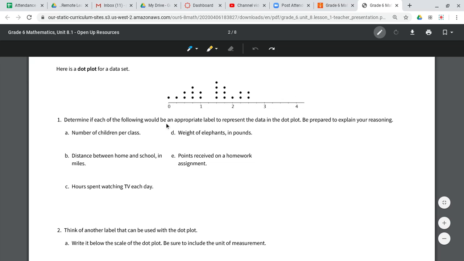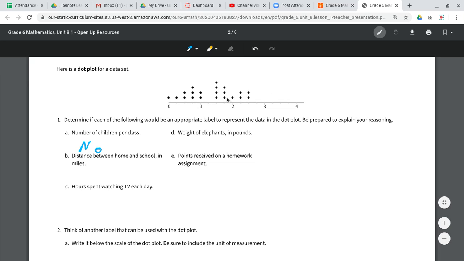Determine if each of the following would be an appropriate label to represent the data in the dot plot. Be prepared to explain your reasoning. Number of children per class. If we look at this, could this data set represent the number of children per class? What do we think? Look real close at the data. We're going up by 1, 2, 3. We've got all these partials. Can we have partial children? No, so this could not represent the number of children per class.